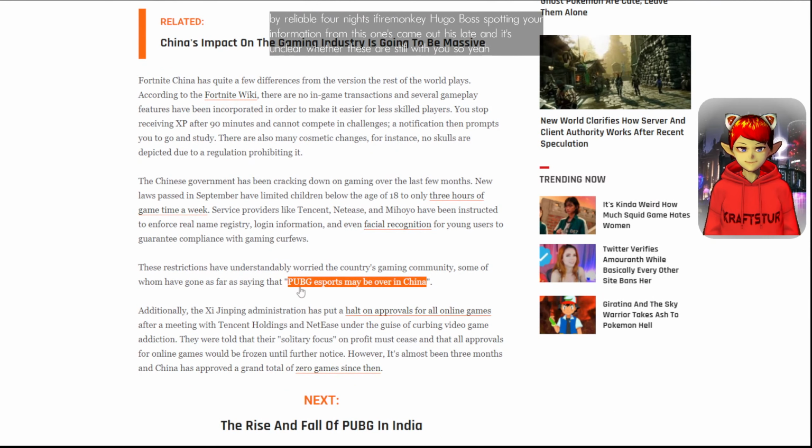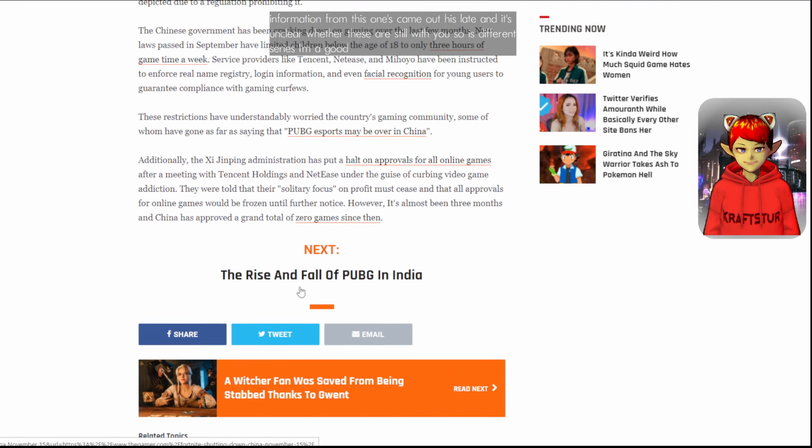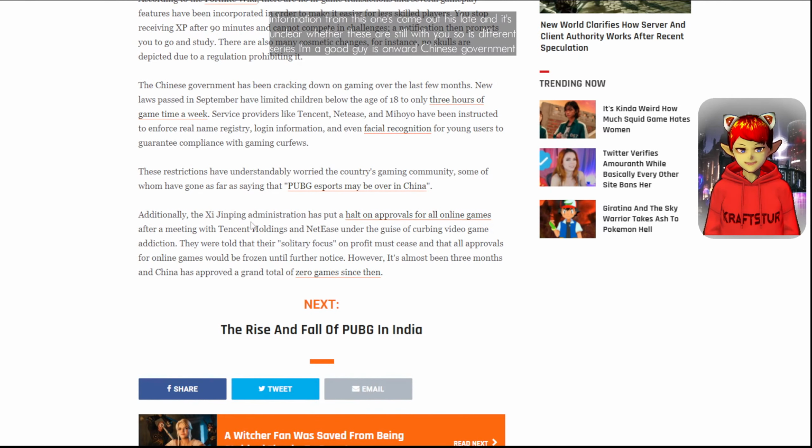So yeah, it has differences. I'm not going to go into that. They talk about the Chinese government. These restrictions have understandably worried the country's gaming community, some of whom have gone as far as saying that PUBG esports may be over in China.